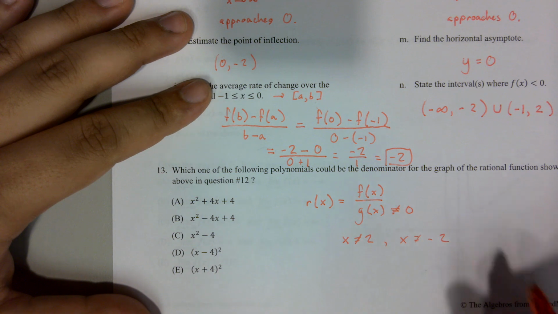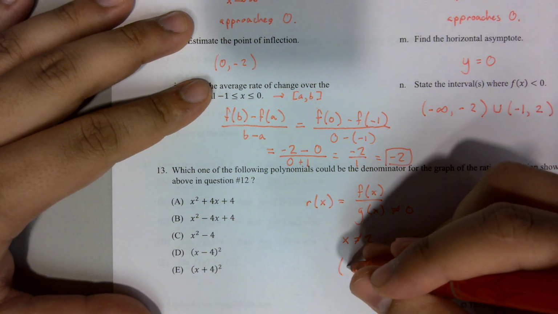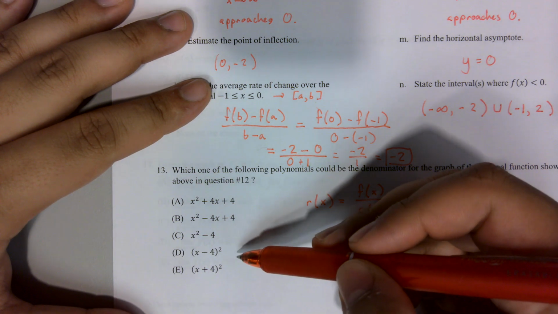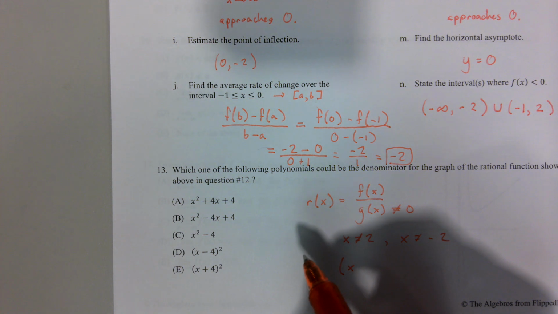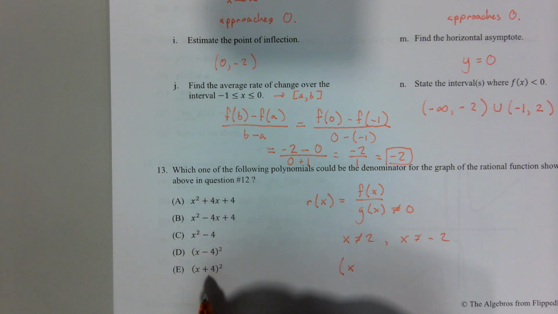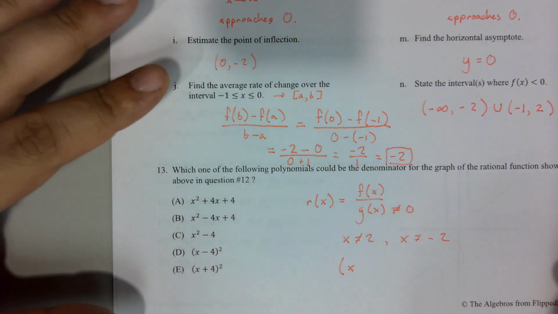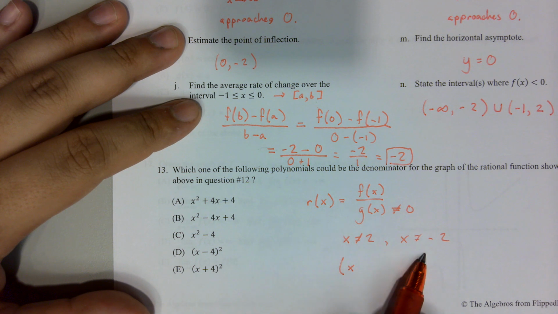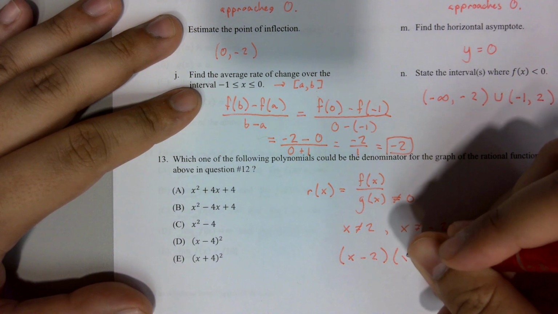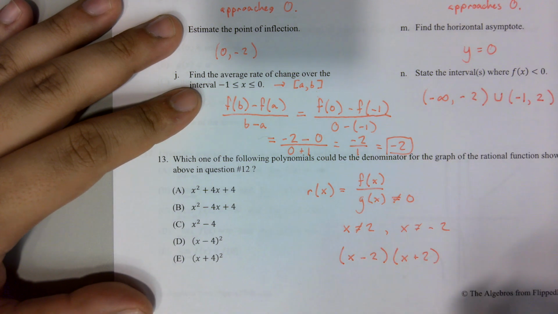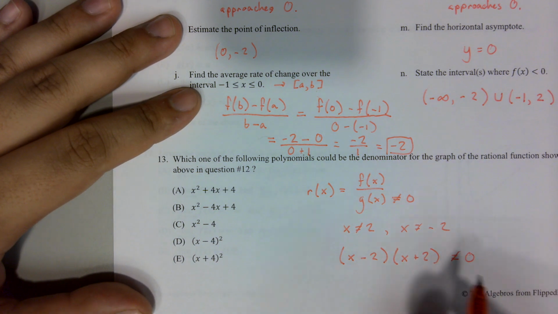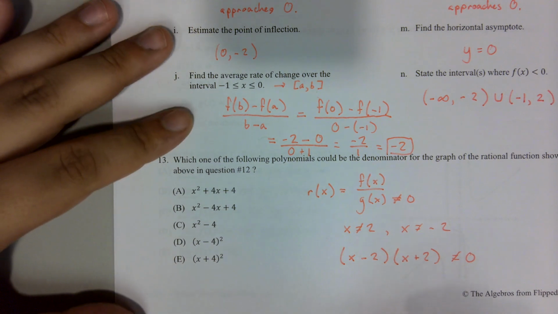So now, we have to figure out which of these functions has solutions of -2 and +2. So really there's two directions you can go to solve this. You can either factor these and figure out which ones have solutions at -2 or +2, or since you know that you can't have these values, you can write it as x minus 2 times x plus 2 can't be equal to 0. It's like we're working backwards on the factoring.